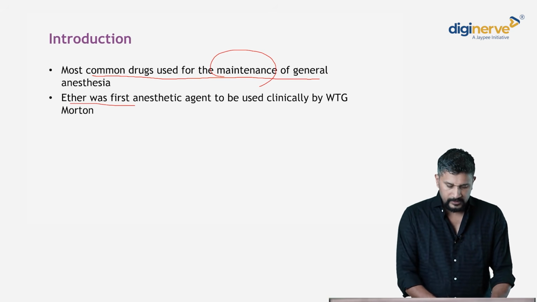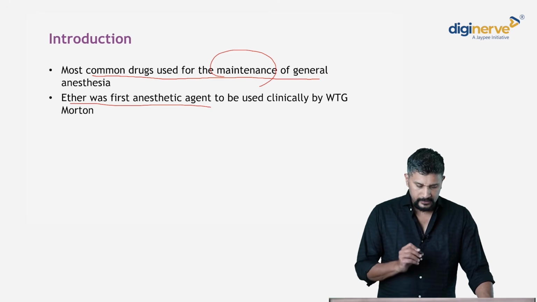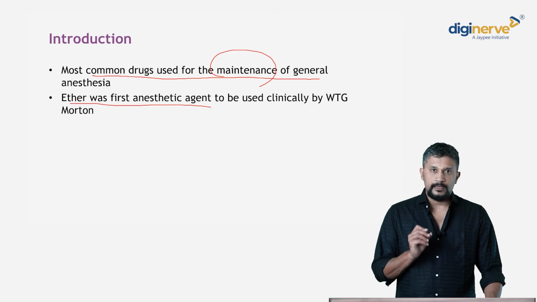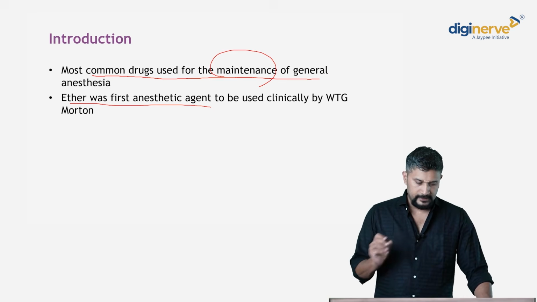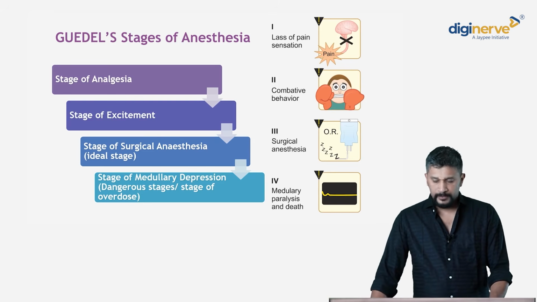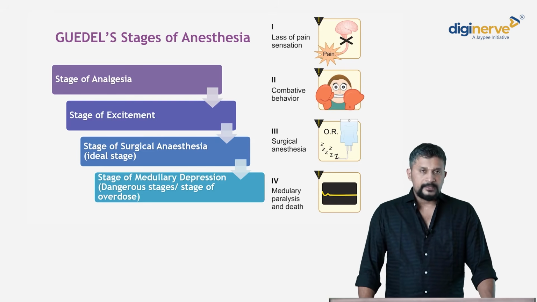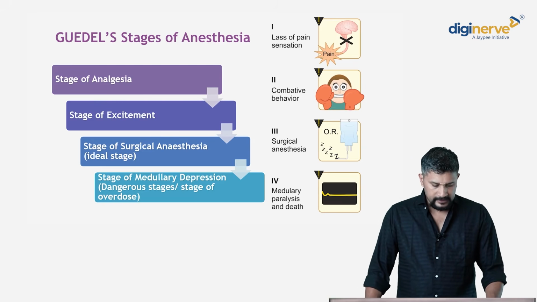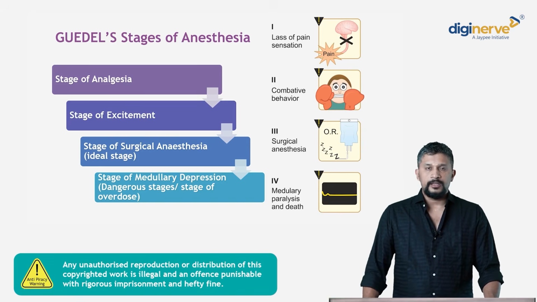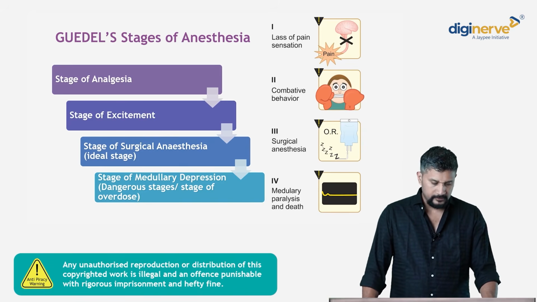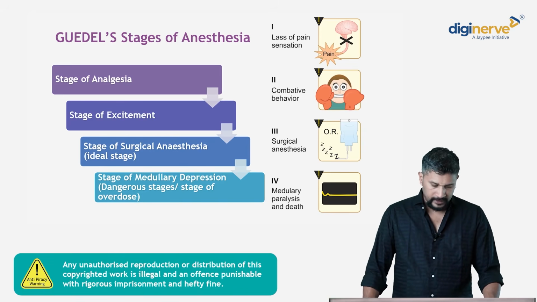So, ether was the first anesthetic agent which was used by W.T.G. Morton for the maintenance of anesthesia. That is something you need to remember. So another thing which is important is your Guedel's stages of anesthesia, wherein you have 4 stages. This has already been covered in another lecture, but there's no harm in going through it again.